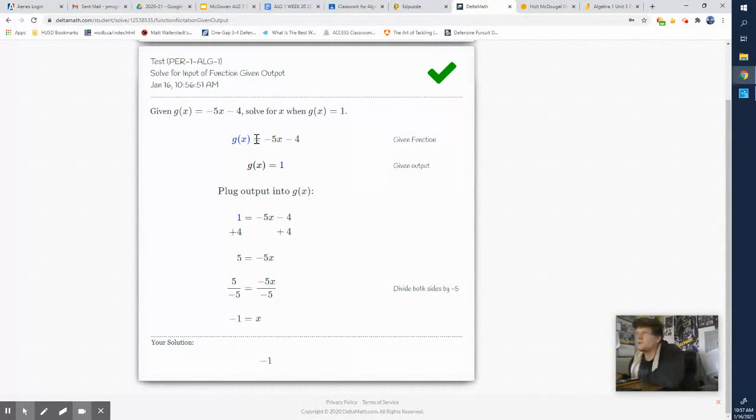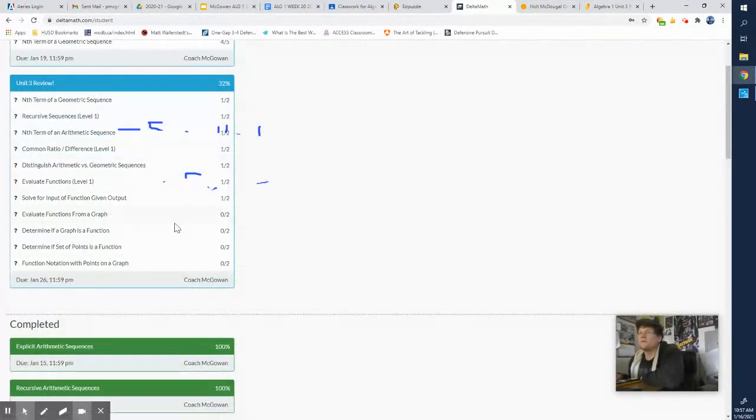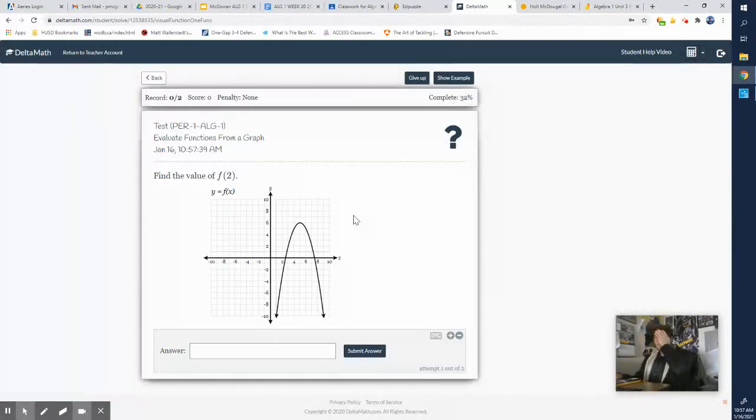Okay, so here's a quick little visual of what we did, just in case it was too messy with how I wrote it up, but just set it equal to our output, solve for the input, you get your answer. So that's part of it, but then we also looked at it with graphs. So if we were given a function on a graph, could we find out what the values were? It's the same thing as our equations. We're just using our x and our y, remembering that the input is x and the output is y.